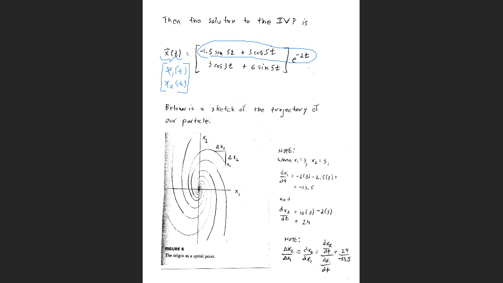x2, that function, would equal e to the negative 2t times 3 times cosine 5t plus 6 sine of 5t. Did I make an error? Oh, okay, thank you, Solomon, there should be a 5 here instead of a 3.